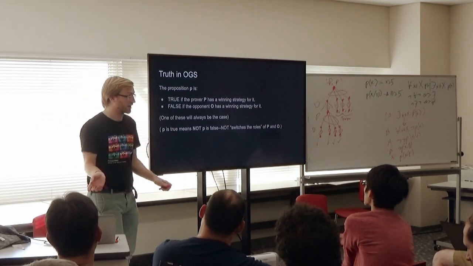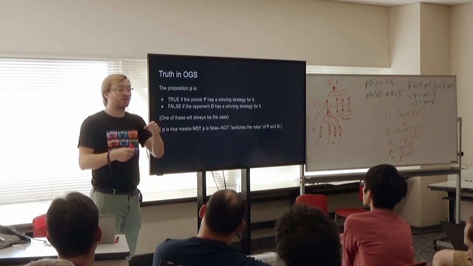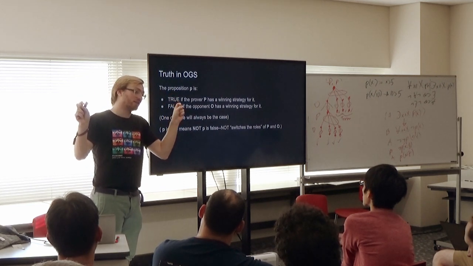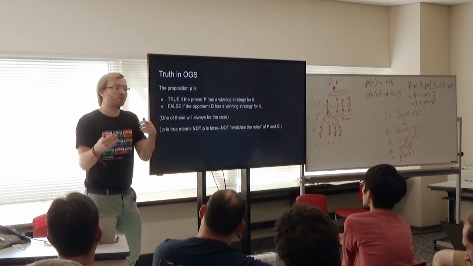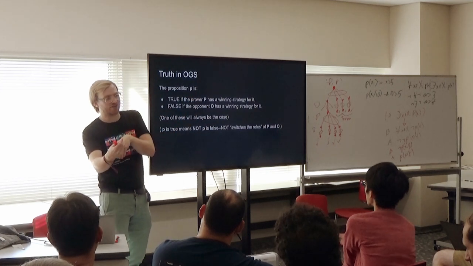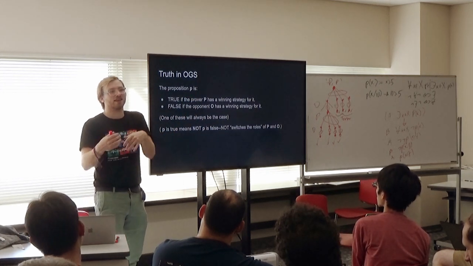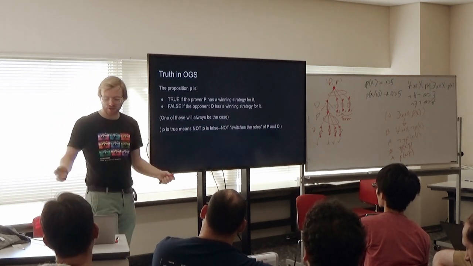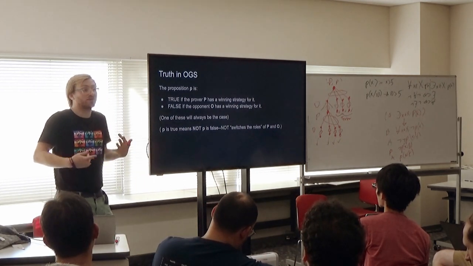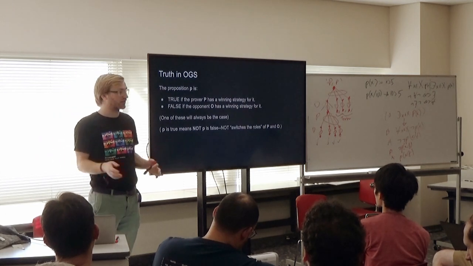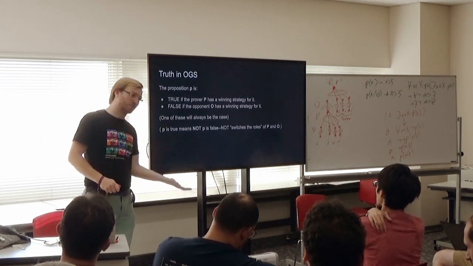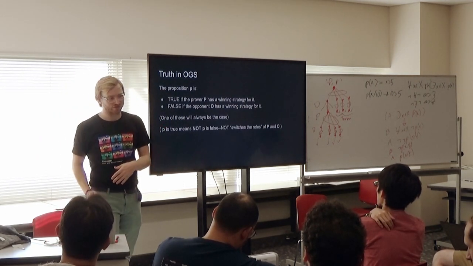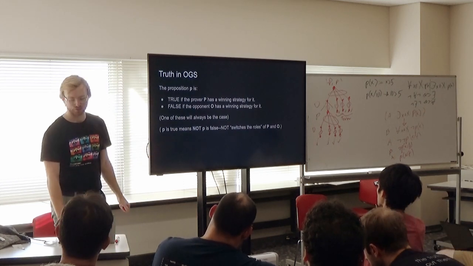So thankfully, we've recovered that at least. What this means is that if P is true because it has a winning strategy, then not P will be false because now the other guy is the opponent. The guy who had the winning strategy is now the one who's going to win, but he's now the opponent as opposed to the prover. So this is good. We've recovered some of the intuitive properties of other logics and semantics in which if statement A is true, the statement not A is false. So we've at least recovered that.